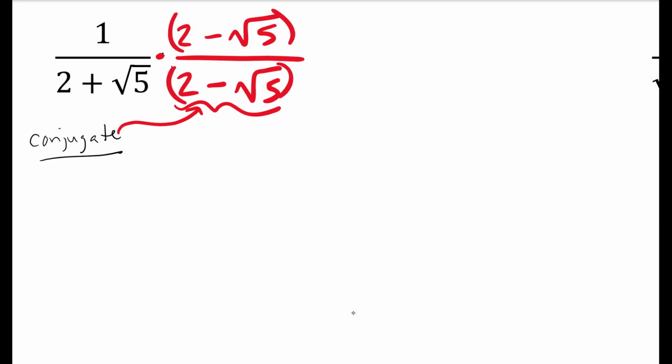So we're going to have to FOIL the bottom, and then we're going to have to distribute on the top. Fortunately, that's just a 1, so it doesn't really do anything. 1 times 2 is 2. 1 times square root of 5 is square root of 5. So on the top, we have 2 minus square root of 5.